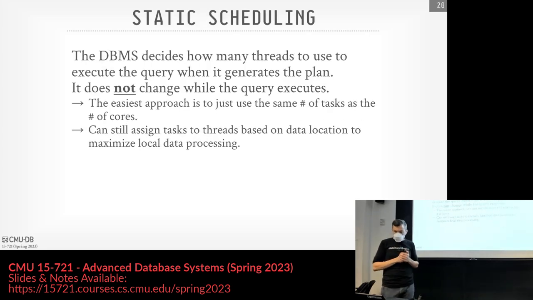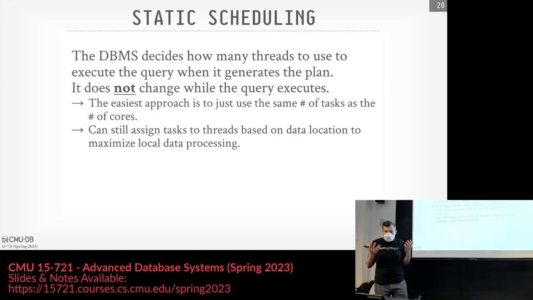So the naive approach is just called static scheduling. And this is where the database system is going to figure out at the time it generates the query plan, how many threads or how many tasks should I have for my query. And then I just dispatch it and I'm done. I don't change based on resources. I don't change based on what the queries are running.